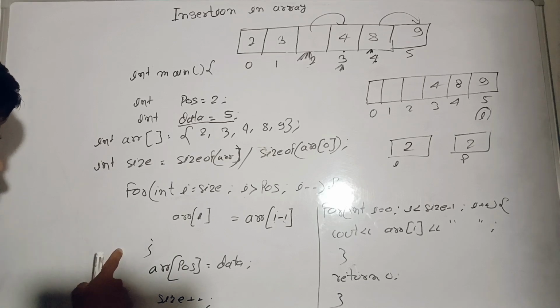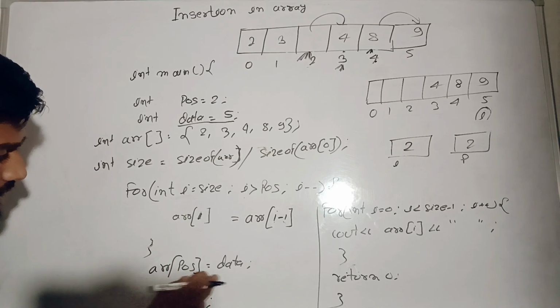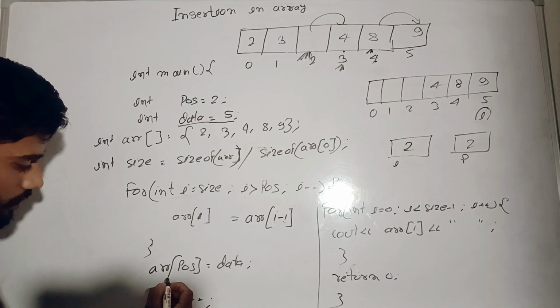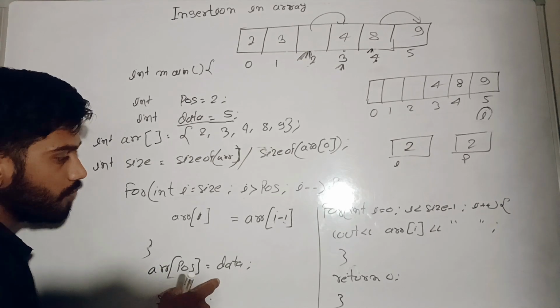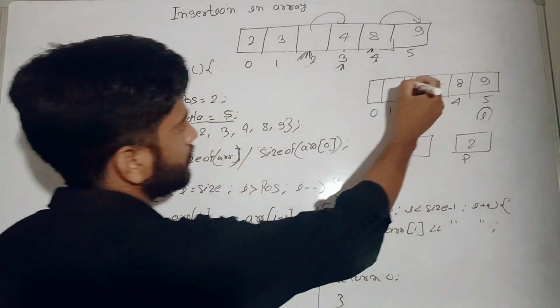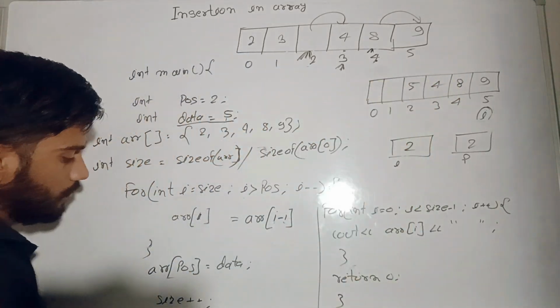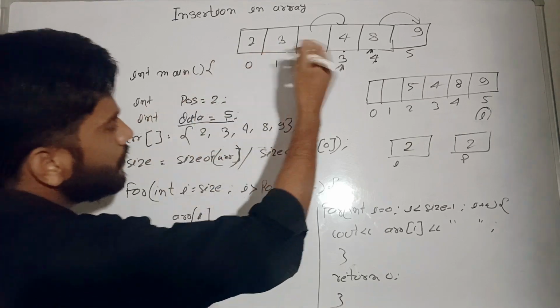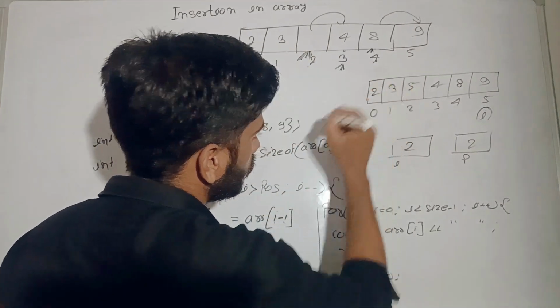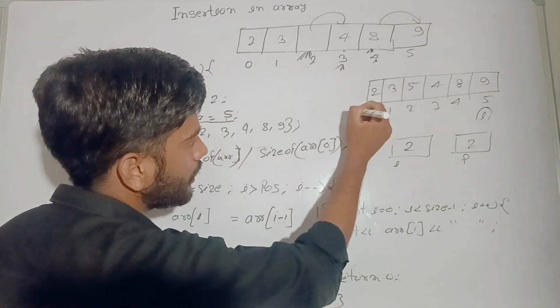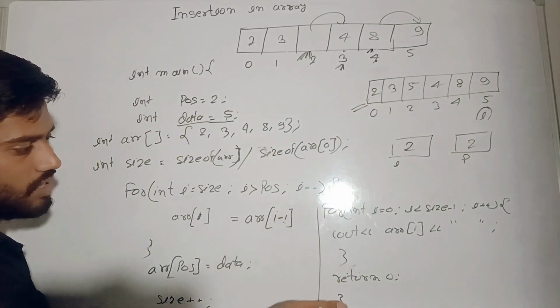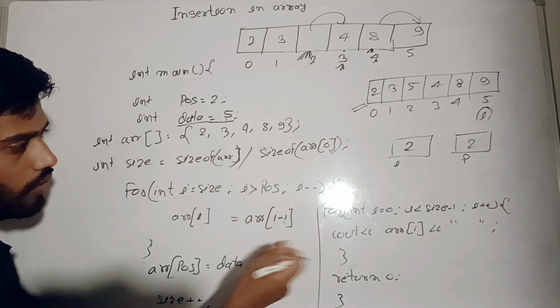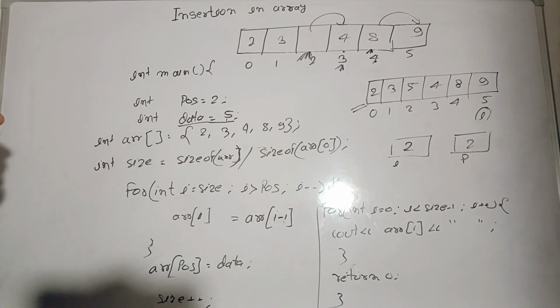Then we come out of the loop and we insert the data at the position. At the position, which data do we want to insert? At the position 5. Now this array's remaining elements will be the same. Now this will be the new array and we can easily print this using a for loop. That's fine. Okay, that's fine.